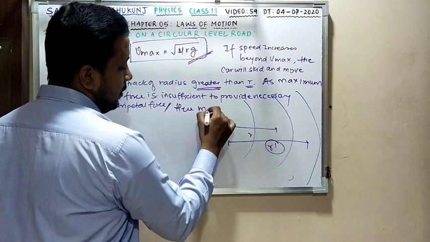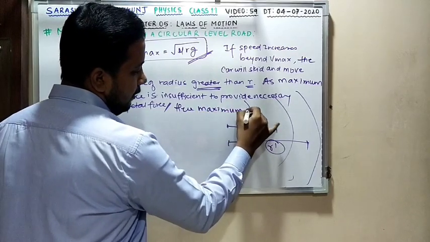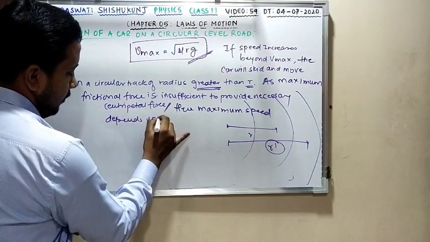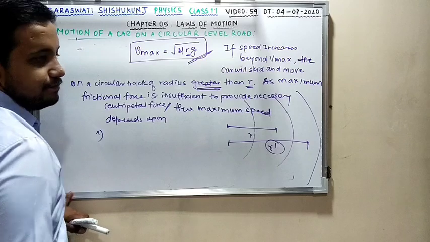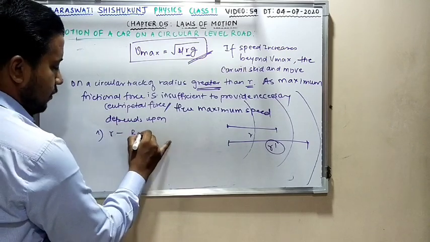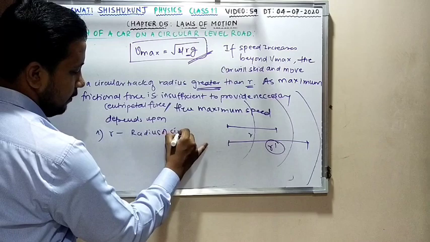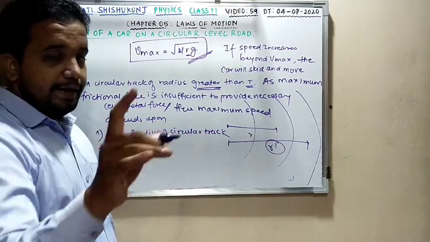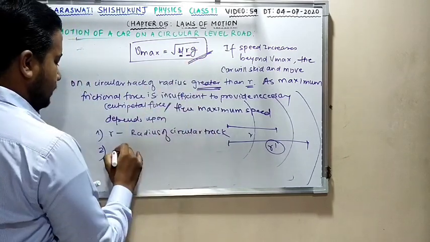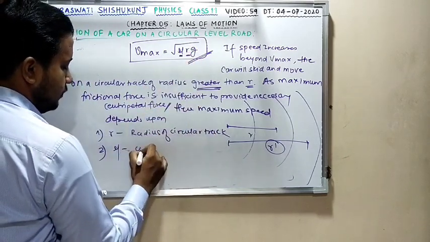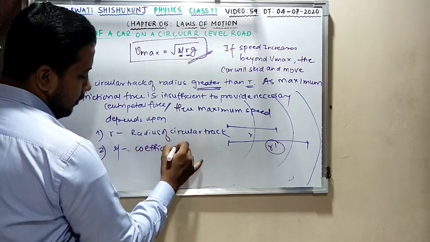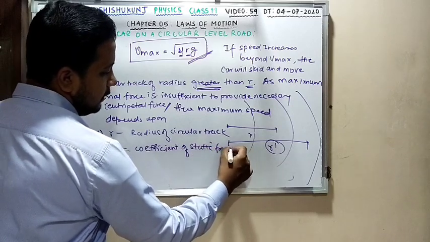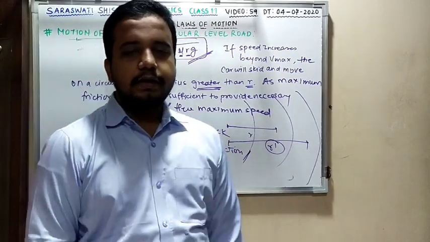Here, maximum speed depends upon two things. Number one, r, which is the radius of the circular track. Second, it depends upon mu, which is the coefficient of static friction. Is this clear? Your derivation comes to an end.